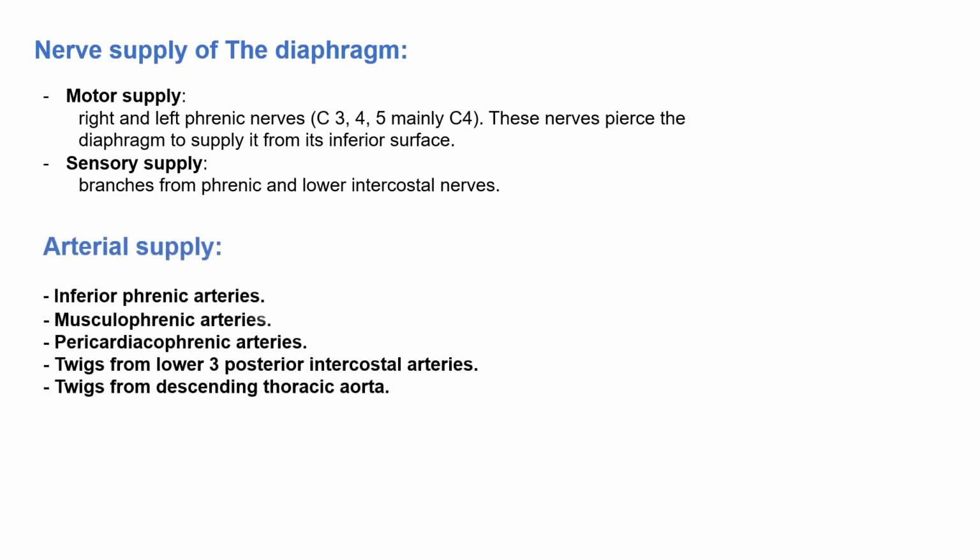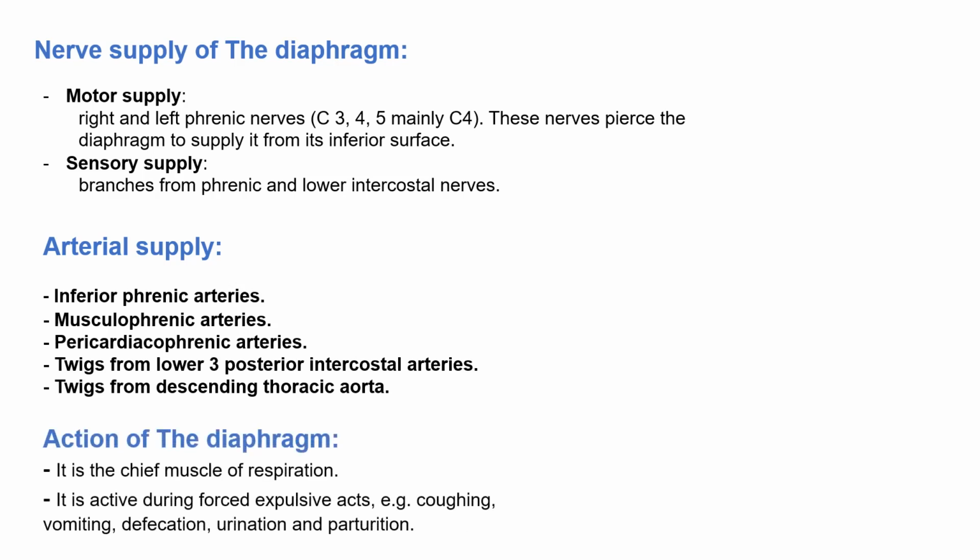Blood supply of the diaphragm. Arterial supply is through the inferior phrenic artery, musculophrenic artery, pericardiophrenic artery, twigs from the lower 3 posterior intercostal arteries, and twigs from the thoracic aorta.